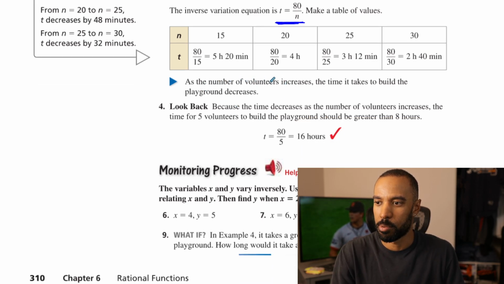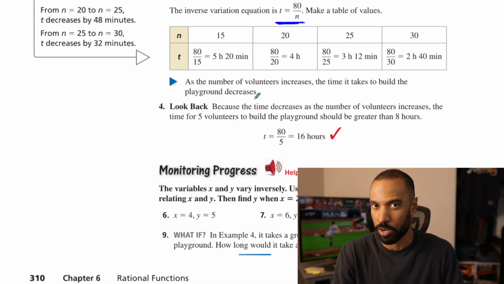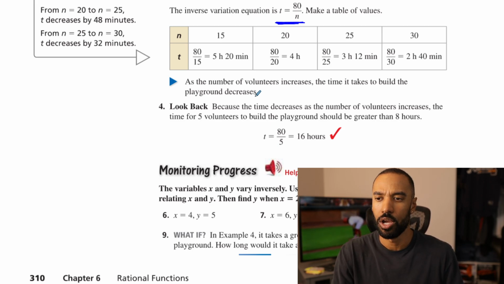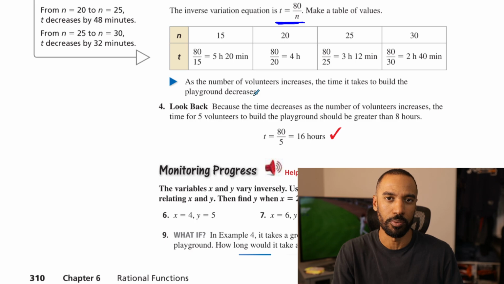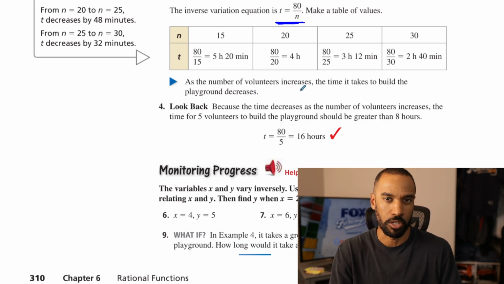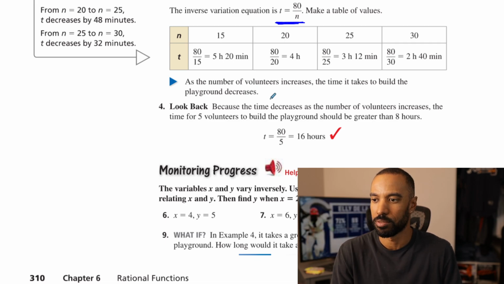But you can see as the number of volunteers increases, the time it takes to build the playground decreases. And that should always be the answer for inverse variation questions. Whereas direct variation questions both would increase together, which wouldn't make sense for this kind of problem. Obviously, we would do a different kind of problem for that, like the amount of gas you put in your tank, the more money you spend. Obviously, a different kind of question.